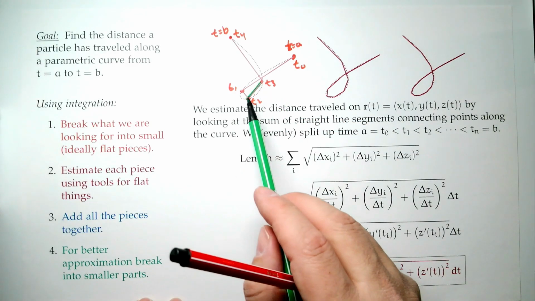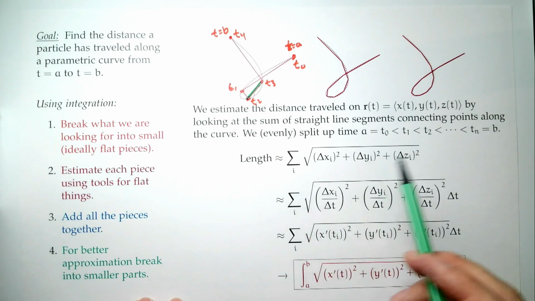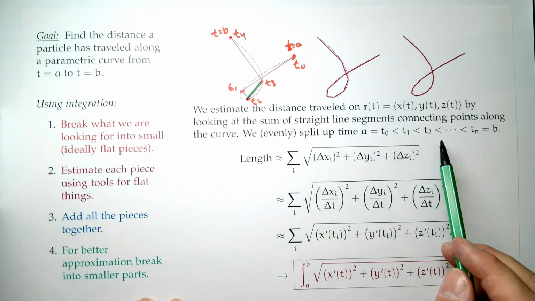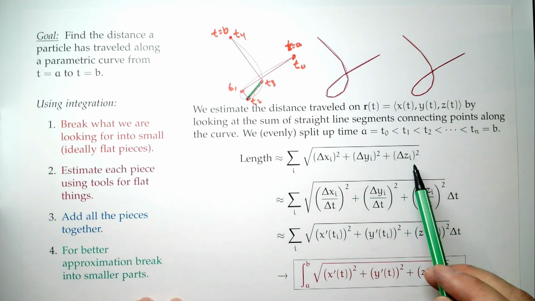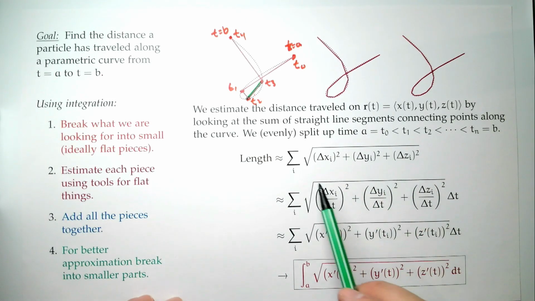Well, if I want to know the distance, which is the length, I apply the distance formula. Distance is the square root of change in x squared plus change in y squared plus change in z squared. And that's what this means. That's delta x_i. It says how much did I change going in the ith step. And similarly for the rest.